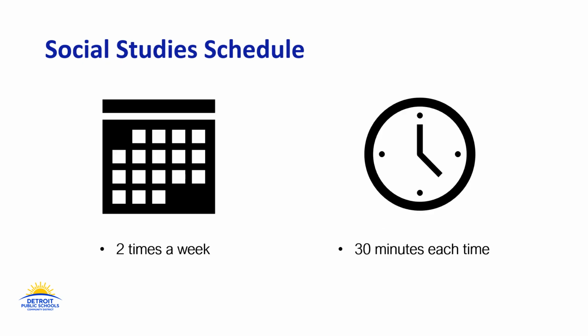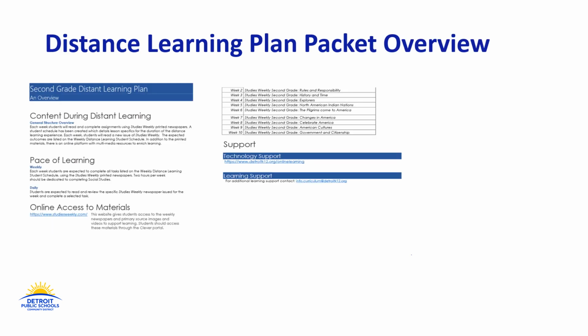Here is your schedule for social studies. You'll do social studies two times out of the week for 30 minutes each time. Here's your distance learning plan. Your learning plan is the first page inside of your packet. Here you'll find an overview of the packet, the pace of learning, so this is how much social studies you'll be doing and how often.